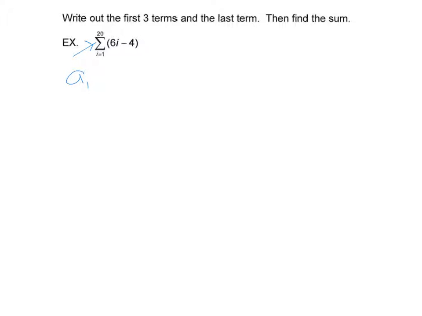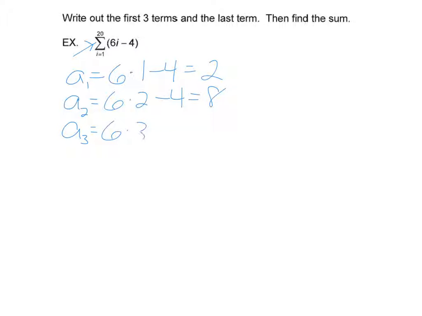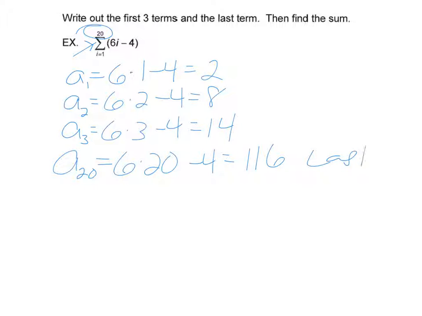The first term, i would be 1. So that would be 6 times 1 minus 4, which is 2. The second term, i would be 2. 6 times 2 minus 4, which is 8. Third term, i would be 3. 6 times 3 minus 4, which is 14. And then it also said the last term. So 20 is as high as we go with this summation. So a sub 20, the 20th term would be 6 times 20 minus 4, or 116. So that's the last term.